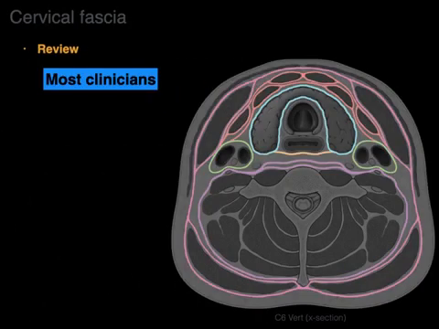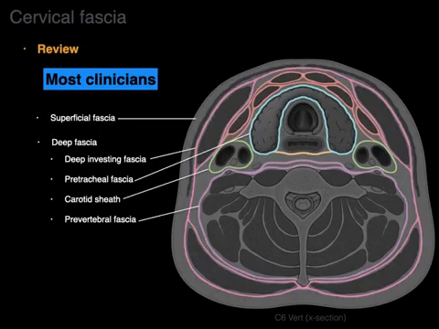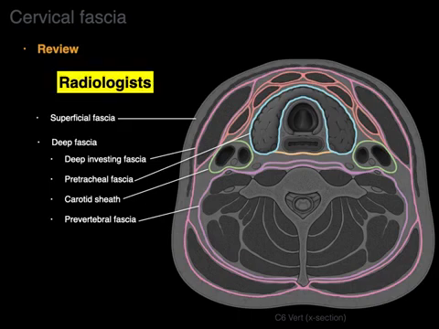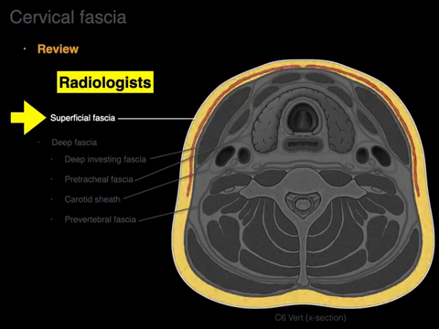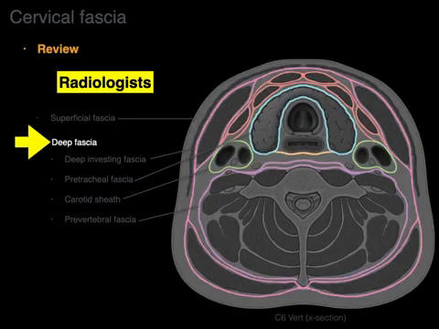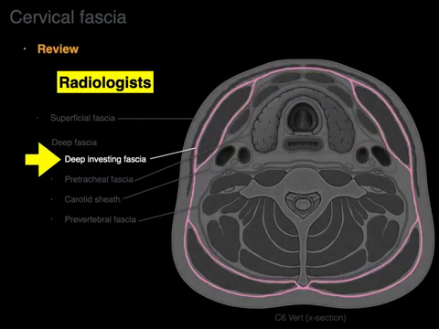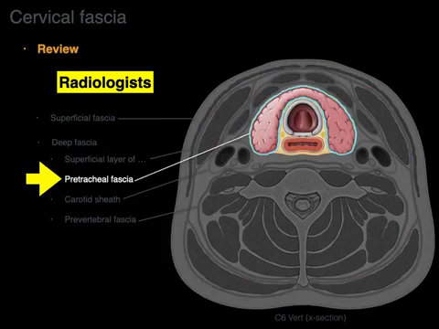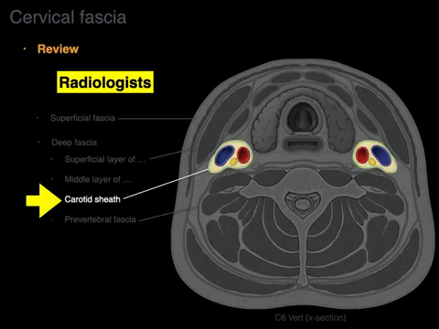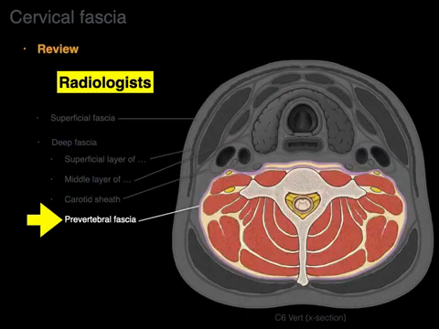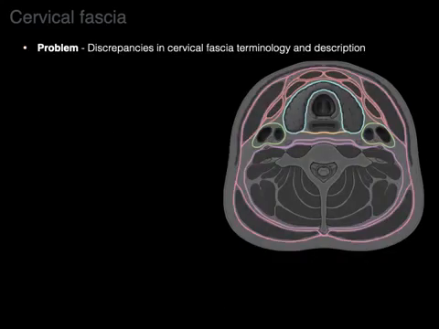So let's do a little review, shall we? Most clinicians are going to use the following categorization of the superficial and deep fascias of the neck. Now, radiologists, on the other hand, will say, well, that's superficial fascia, and that's the jargon I'm going to use. And the deep fascia, I'm going to use my own jargon. Instead of calling this the deep investing fascia, I'm going to say that's the superficial layer of the deep fascia. And instead of calling this the pretracheal fascia, I'm going to say that's the middle layer of the deep cervical fascia. And then I'll just call that the carotid sheath. And instead of calling this the prevertebral fascia, I'm going to call it the deep layer of the deep cervical fascia.